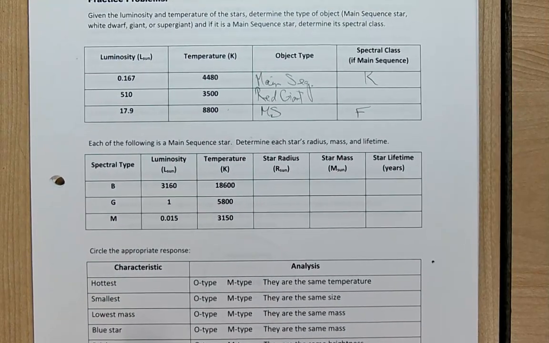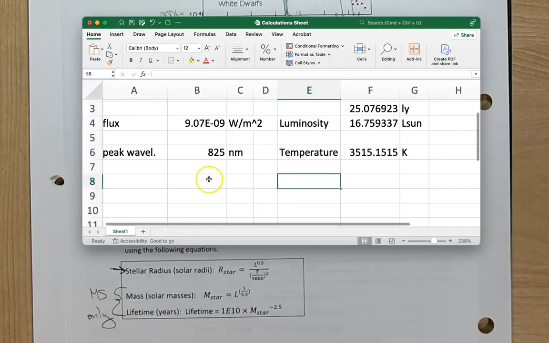Now let's do some calculations here. All right. We're given the spectral type, BGM type. We figured out the luminosity. We figured out the temperature. What is the radius, the mass, and the lifetime? And we're told they're all main sequence stars. All right, so we know they're main sequence stars, which means we can figure out the radius, the mass, and the main sequence lifetime. Let me pull up my spreadsheet here. Okay.